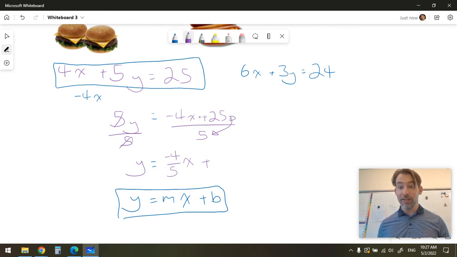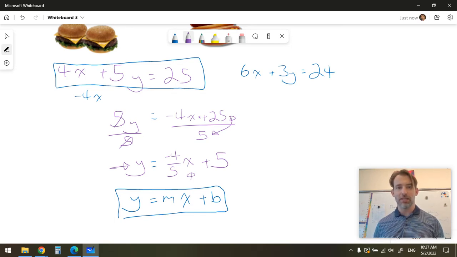Well, 25 divided by 5 is 5. A fraction is just a kind of division, so that's 5. So this says the cost of a hamburger is negative 4 over 5 times the cost of a hot dog plus $5. It's now at the point where it's a little bit tricky to understand, but we can graph that line. Now let's convert our other line.